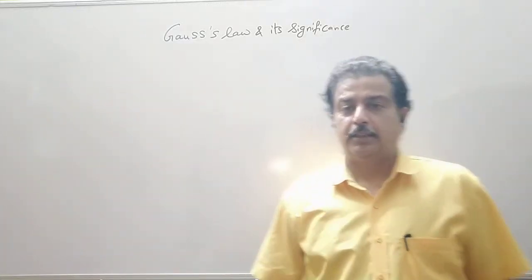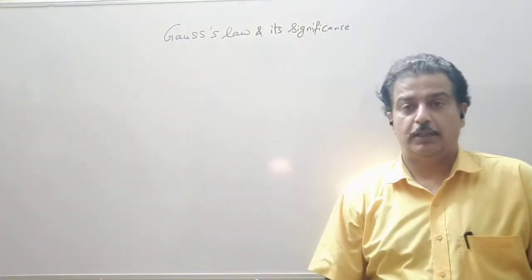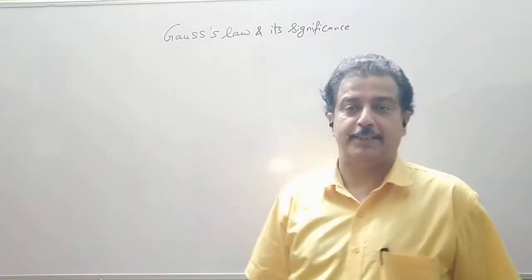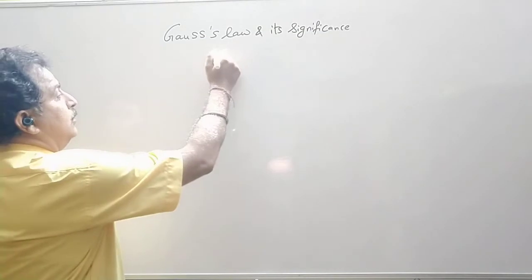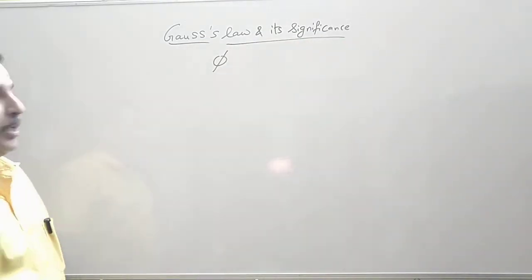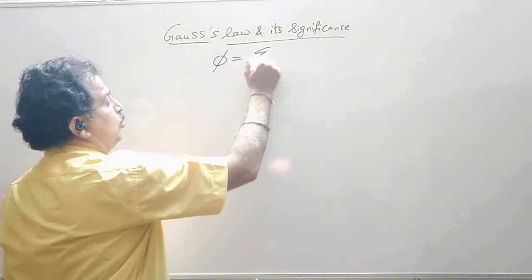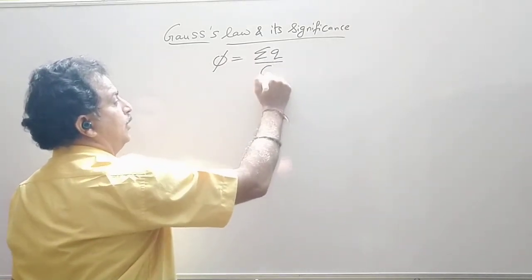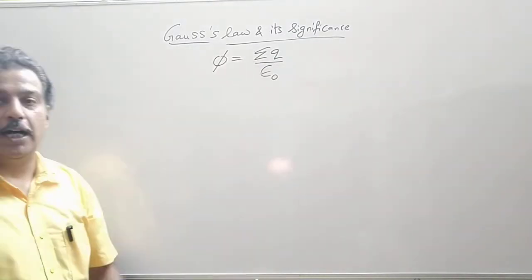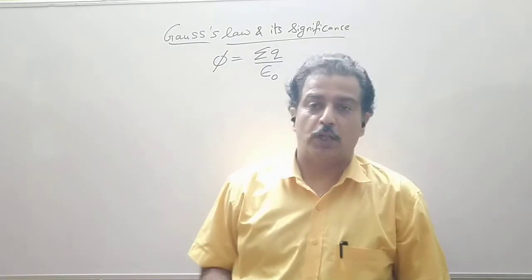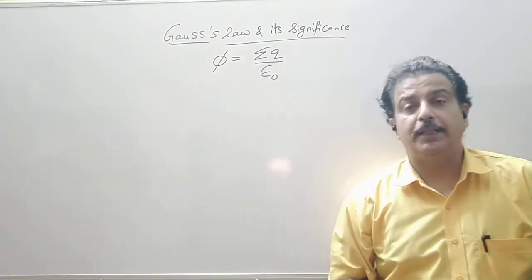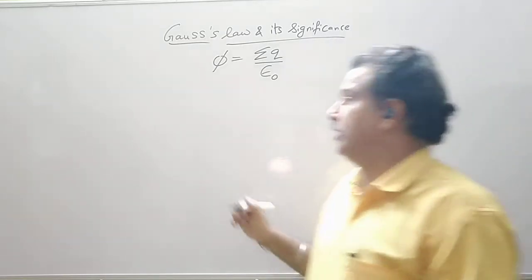Hello students, today we will do the Gauss law and its significance. The Gauss law was discussed in the previous lecture and we arrived at the conclusion that the flux linked with a closed surface is equal to summation q upon epsilon naught, where summation q was the charge enclosed in the Gaussian surface. So summation q should only be equal to the charge enclosed in the Gaussian surface.